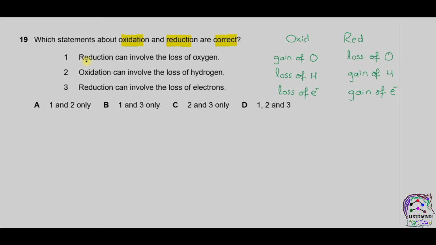Now looking at the statements, we can see reduction can involve the loss of oxygen. This is true. Oxidation can involve the loss of hydrogen. This is also true. Reduction can involve the loss of electrons. No, this is incorrect because it involves the gain of electrons. As options 1 and 2 are correct, therefore the answer is A.